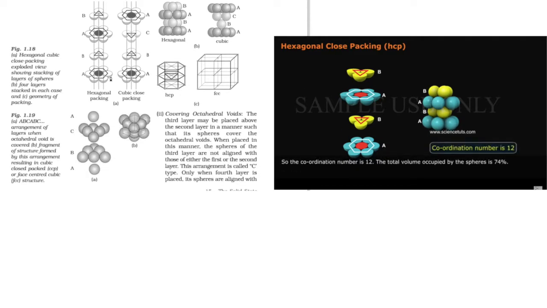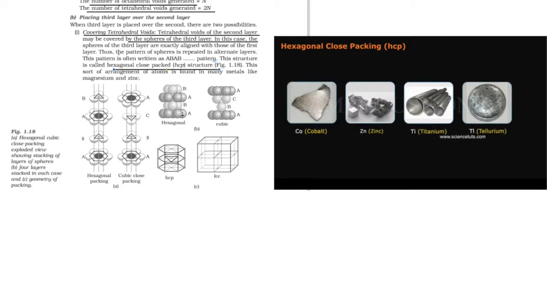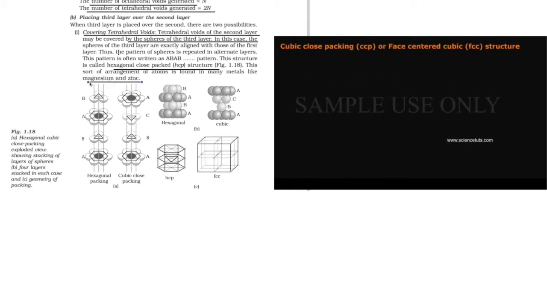Hexagonal close packed structure will be obtained when we place the third layer in such a way that it covers the tetrahedral voids, or we can say that when we follow the AB type of pattern, then hexagonal close packed structure will be obtained. This sort of arrangement of atoms is found in many metals like magnesium and zinc. This may be asked in an exam: what type of arrangement is present in metals like magnesium and zinc? Your answer will be hexagonal close packed structure.